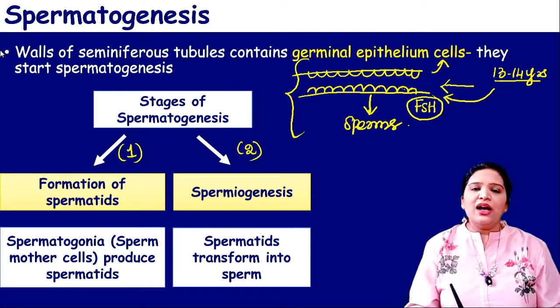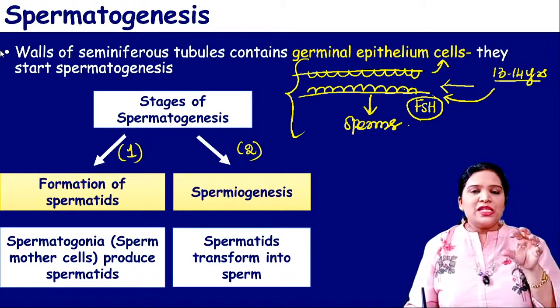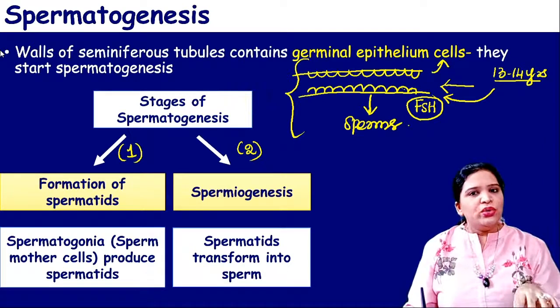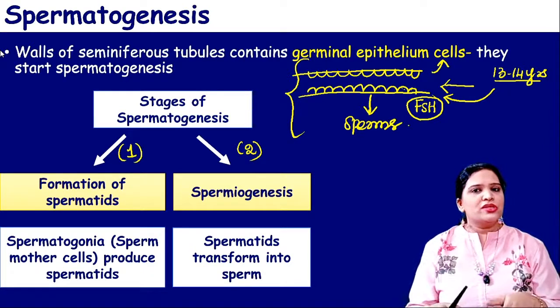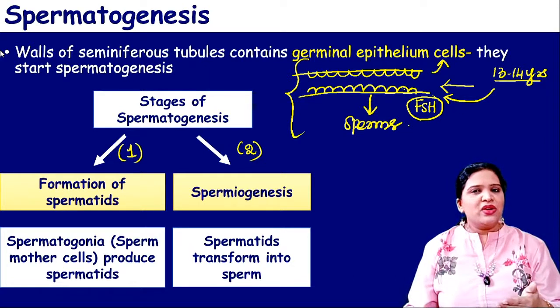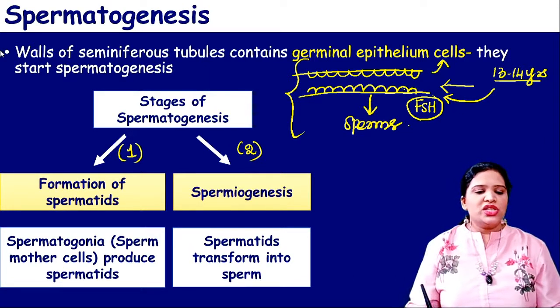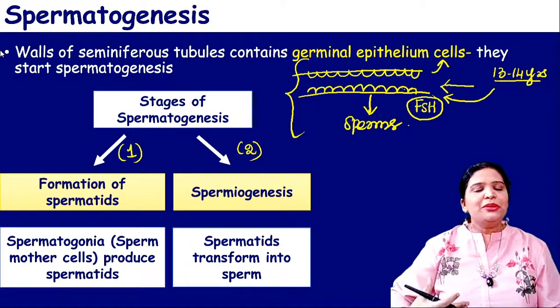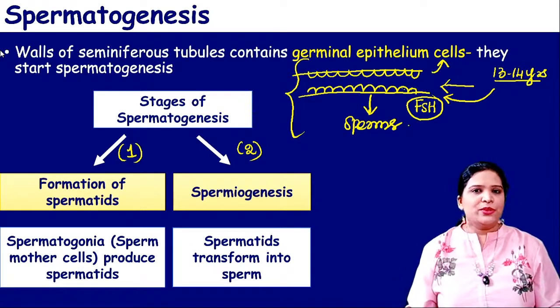So what is the formation of spermatids? The spermatogonia or the sperm mother cells produce spermatids. This process is called spermatid formation. It is followed by another process, spermiogenesis, where spermatids get transformed or matured into sperm cells, okay?